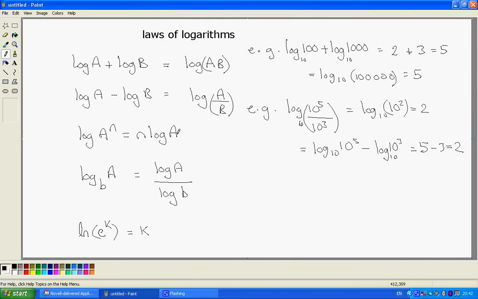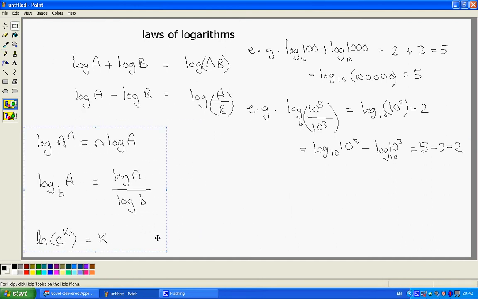The next law that we have is that log A to the power n is the same as n log A. And again, we can illustrate that with an example. Let's say we have log to the base 10 of 10 to the power 3. And then we know that this is simply 3 because the power of 10 that gives us 10 to the power 3 is 3.